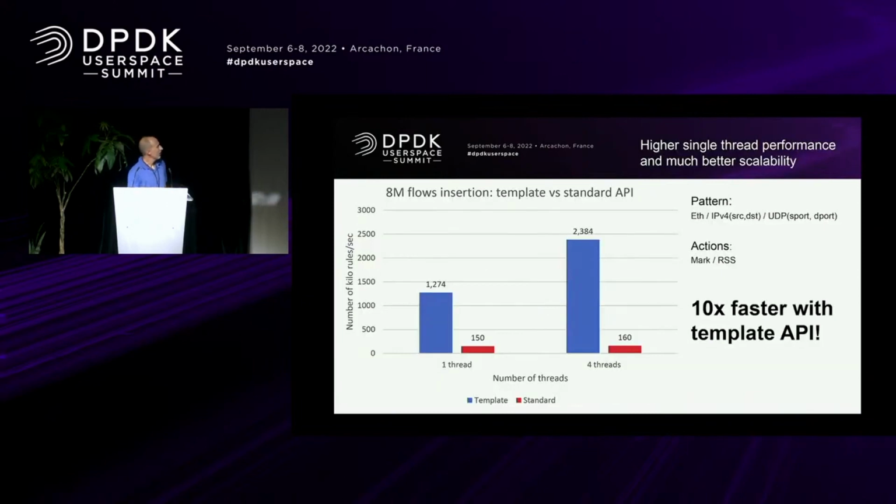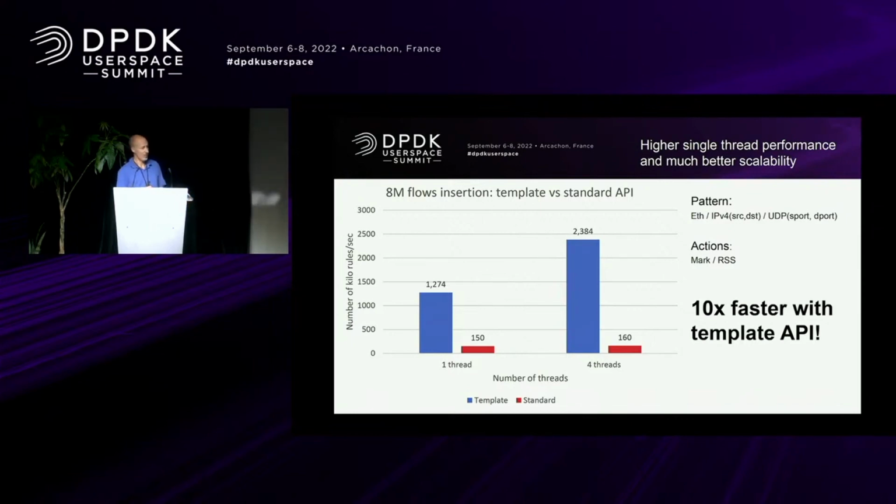Okay. So just to show the improvement. In this graph, on the x-axis we can see the number of threads being used, while on the y-axis we see the number of rules being inserted, in thousands. If I'm looking at one thread, the blue is the new template API and the red is the standard API. We see that with the template API, we managed to insert 1.3 million rules per second, while with the standard API, we are able to insert only 150K rules per second. A huge increase with the template API.